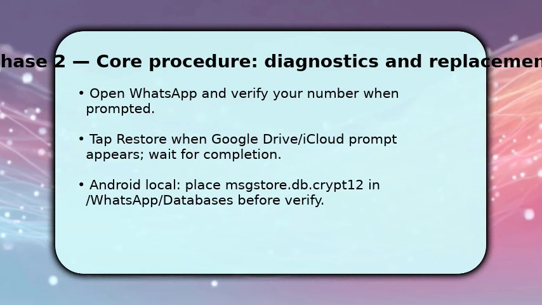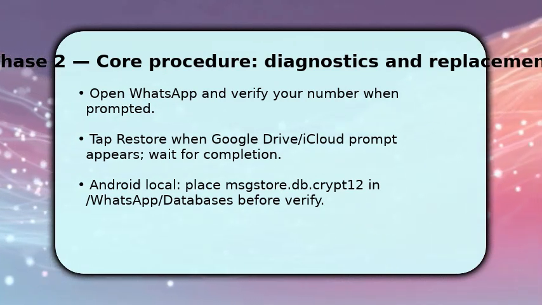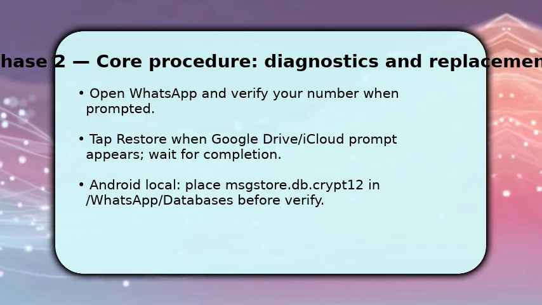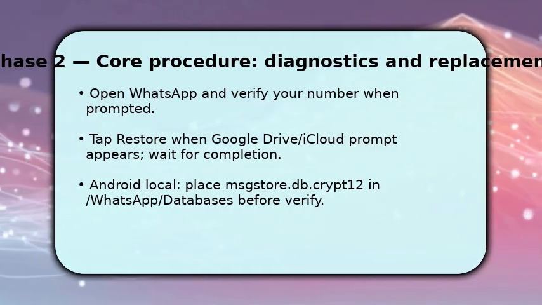After reinstalling, verify your phone number. WhatsApp will search cloud backups automatically. When the Google Drive or iCloud prompt appears, tap Restore and be patient. Large backups take time. For Android without cloud backups, stop now.